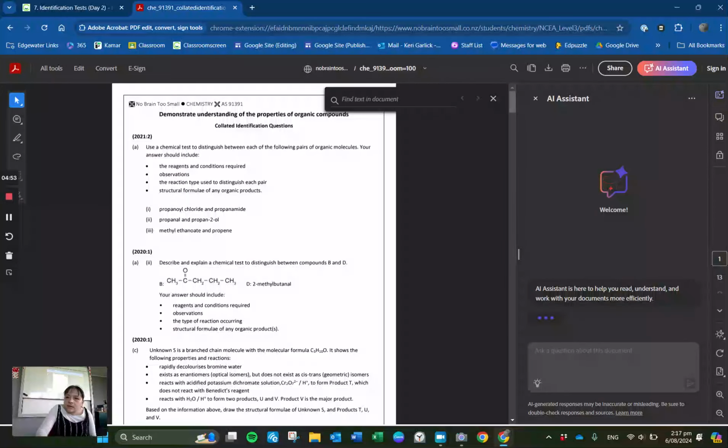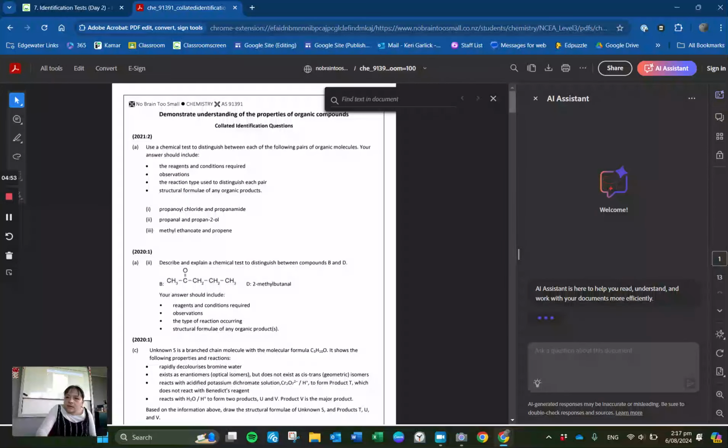All right, so you see how on this one that was from 2021, it says use a chemical test to distinguish the following. So they tell you propanoyl chloride and amide, propanal and propan-2-ol, methyl ethanoate, and propene. So in this case, they've given you open range to pick your reagents. And the one that I've given you, I have not given you open range. So both are possible.